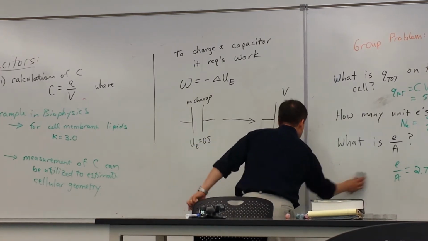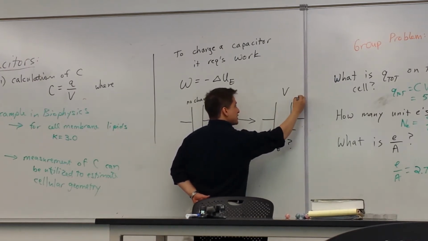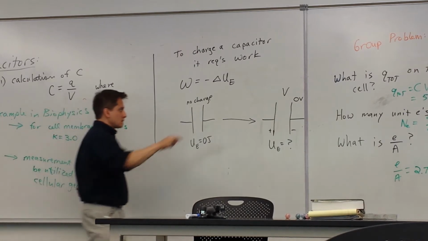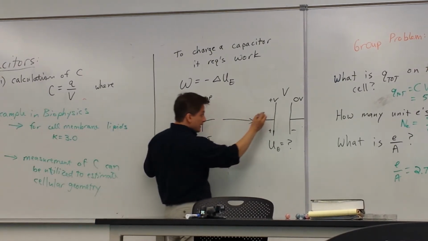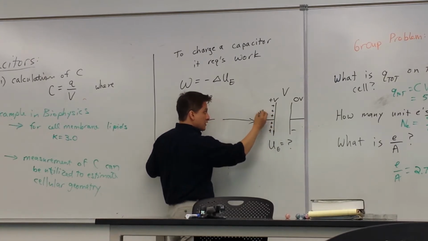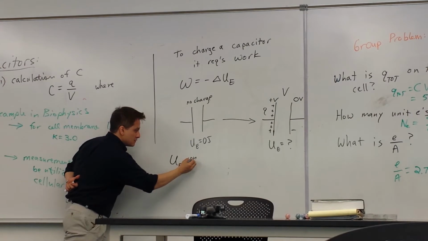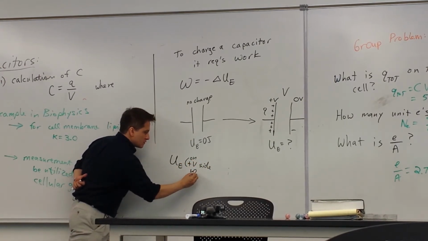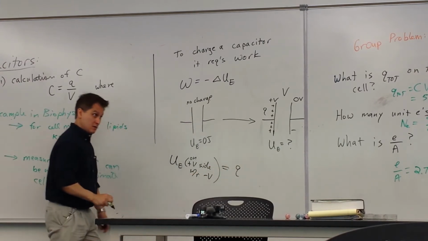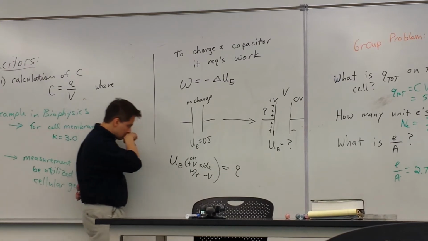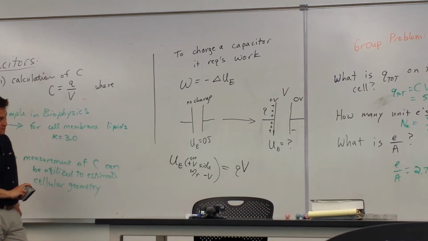Now, we've already learned a little something about potential energy. If we call this end 0, and we call this end plus V, and we look at the charge over on this side, Q, the potential energy on the positive side with respect to the minus V side will be equal to the amount of charge that's on there times V.